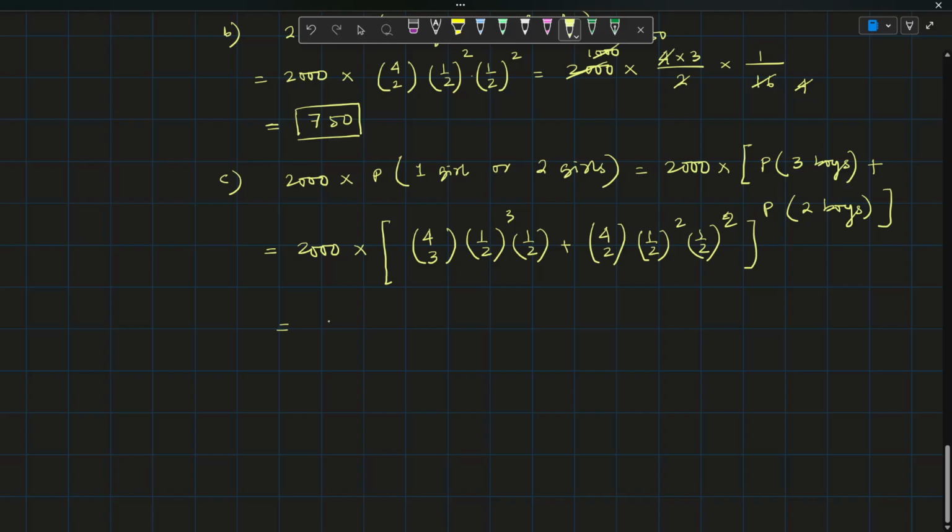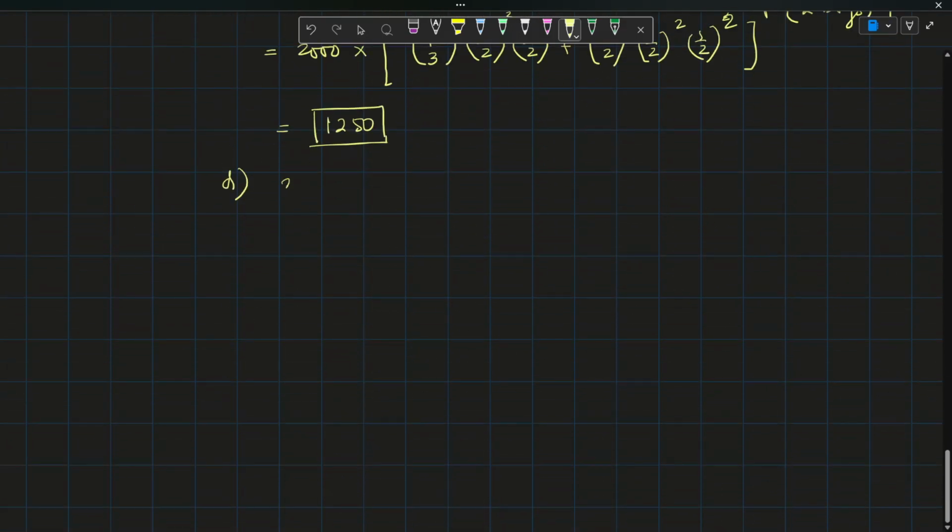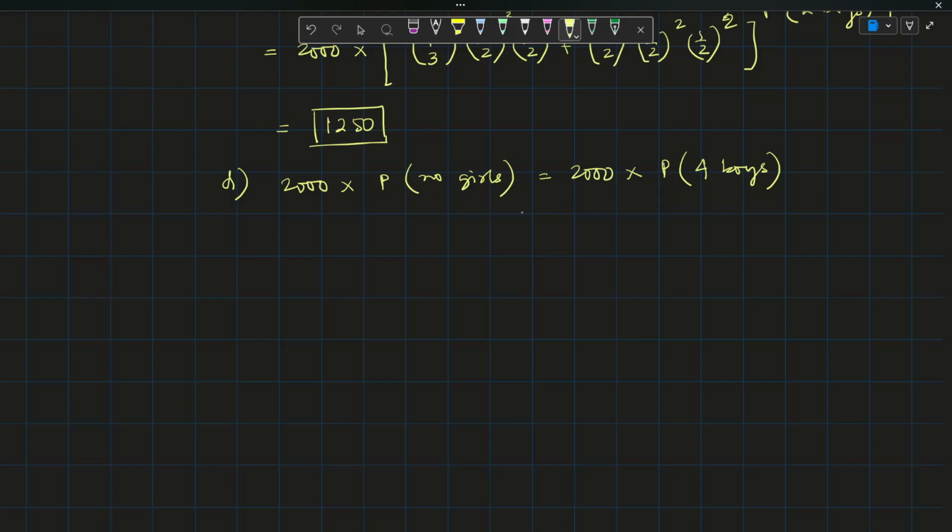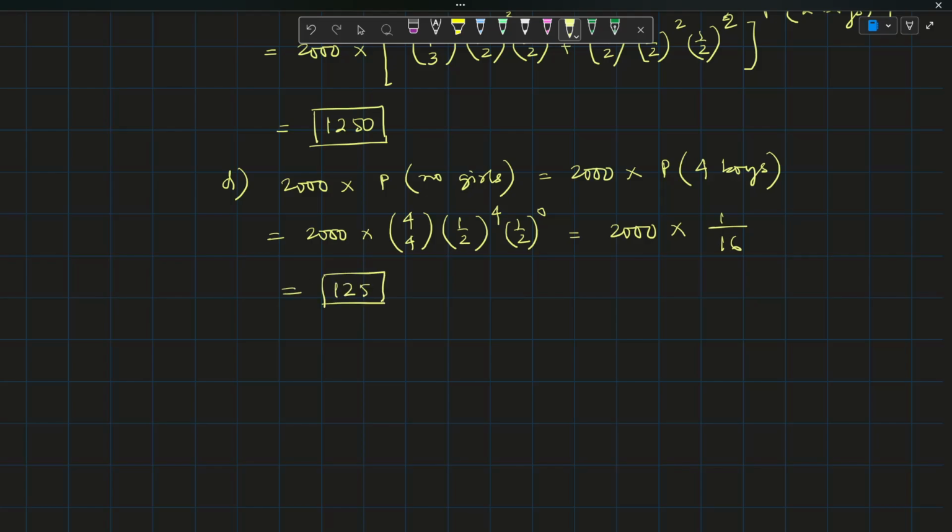So again, make sure that you do this calculation by yourself and check the answer here, which will be 1250. And the last probability, of no girls, that is 2000 into P of no girls, that is same as 2000 into probability of 4 boys, which is 2000 into 4C4 into half to the power 4 into half to the power 0, which will be 125.